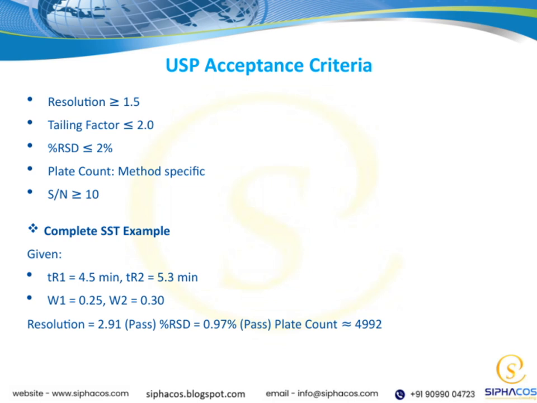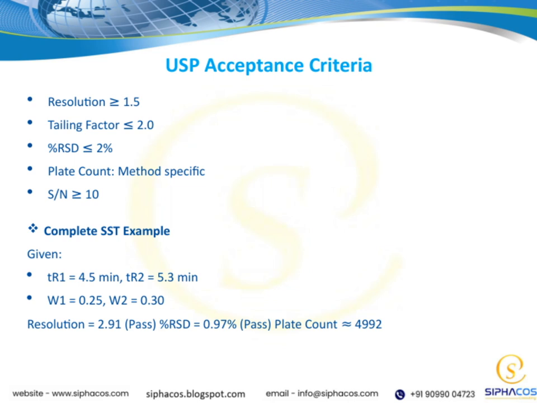Now let's connect this to the USP acceptance criteria. Resolution needs to be at least 1.5, and as we saw, ours is 2.91, so that's a pass. The tailing factor, which we don't have explicitly here, should be less than or equal to 2 for good peak shape. The percent RSD should be less than or equal to 2%, and since ours is only 0.97%, that's another pass. Lastly, the plate count should meet the method-specific requirements, which it does here with nearly 5,000 plates.